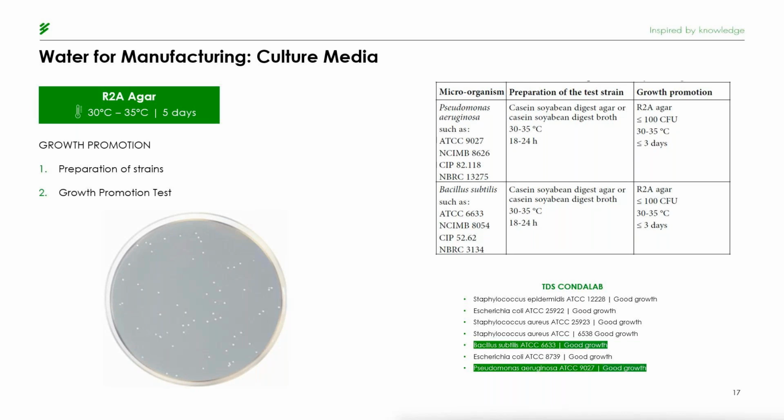So before carrying out the water analysis, a growth promotion test must be carried out on the medium, which involves the preparation of reference strains. In the case of this R2A agar, we have Pseudomonas aeruginosa, Bacillus subtilis, very common strains in pharma analysis. And as you can see here on the right in our technical sheet, we include, in addition to these strains, others to ensure a high quality of the culture media.